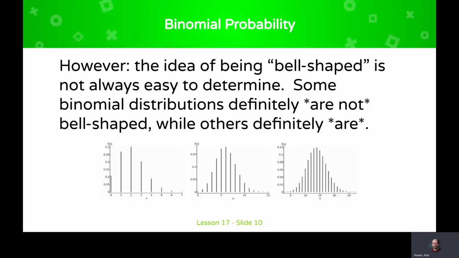As before, we can also use technology to find these numbers. However, the idea of being bell-shaped is not always easy to determine. Some binomial distributions definitely are not bell-shaped, while others definitely are. So we see a graphic of some different examples of binomial probability distributions. One is not symmetric, it's skewed to the right. The other looks kind of bell-shaped, and then the third is definitely bell-shaped.